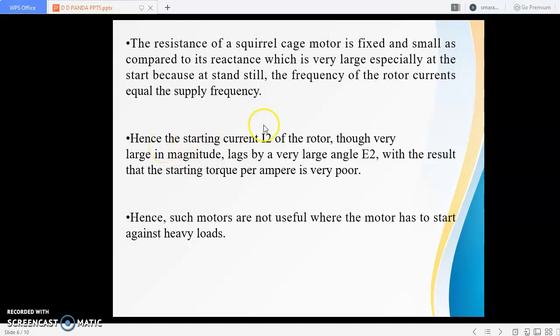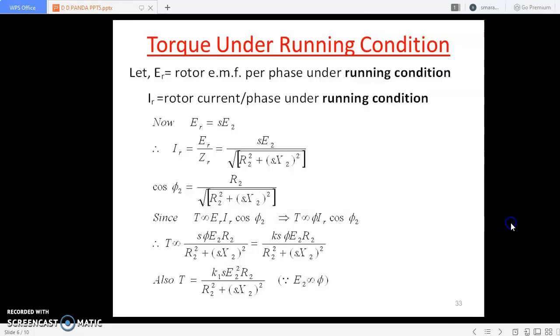Hence, the starting current I2 of the rotor is very large in magnitude and lags E2 by a very large angle, with the result that the starting torque per ampere is very poor in case of an induction motor. Hence, such motors are not useful where the motor has to start against heavy loads. Note this: these types of motors are not useful if they are to start against heavy loads.